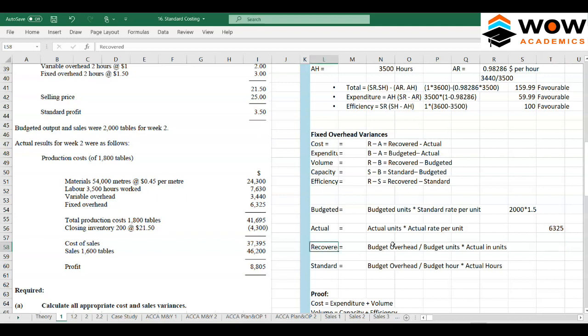So the next one is recovered. Recovered tells you budgeted overhead. Budgeted means this is the budgeted. Unless you get the answer for this, we cannot find out the recovered. So that is 3000.